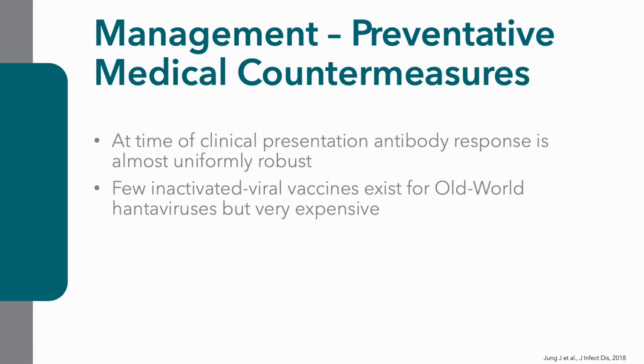In terms of preventative medical countermeasures for HPS, our armamentarium is even more limited. One of the reasons is that at the time of clinical presentation, which is often quite late in the disease course, the antibody response has been discovered to be very, very robust. Thus, there may not be a role for vaccinations for post-exposure prophylaxis or for pre-exposure prophylaxis.